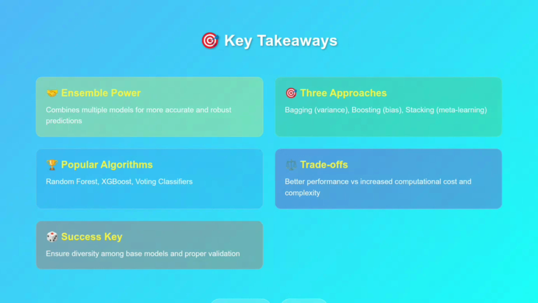Let's summarize the key takeaways. Ensemble learning combines multiple models to create more accurate and robust predictions. The three main approaches are bagging for reducing variance, boosting for reducing bias, and stacking for meta-learning. Popular algorithms include random forest, XGBoost, and voting classifiers. While ensemble methods typically improve performance, they come with increased computational cost and complexity. The key to success is ensuring diversity among your base models and proper validation.